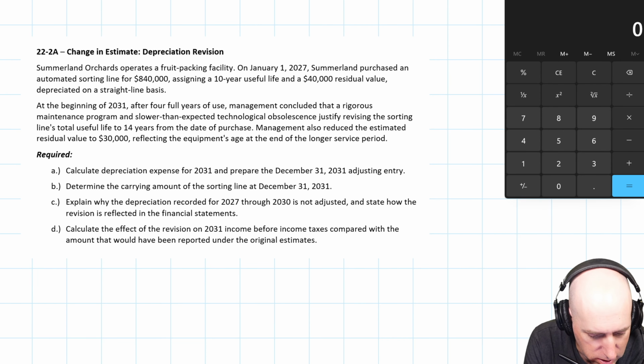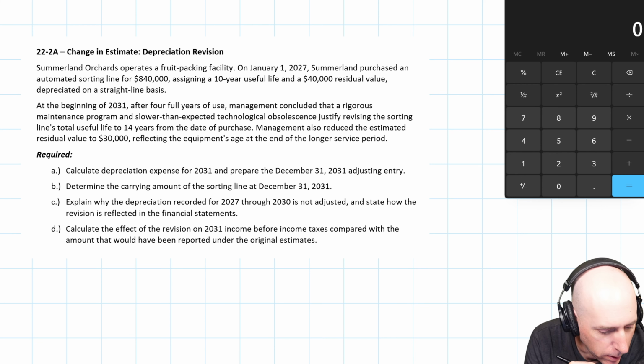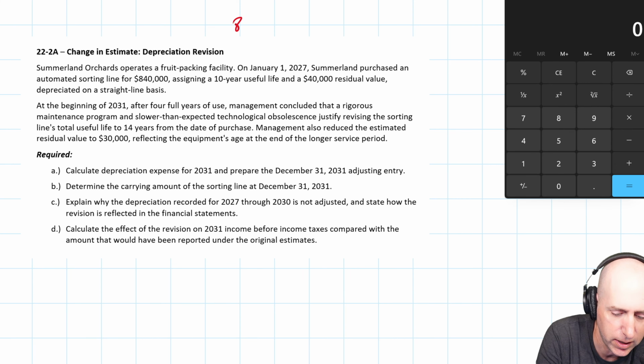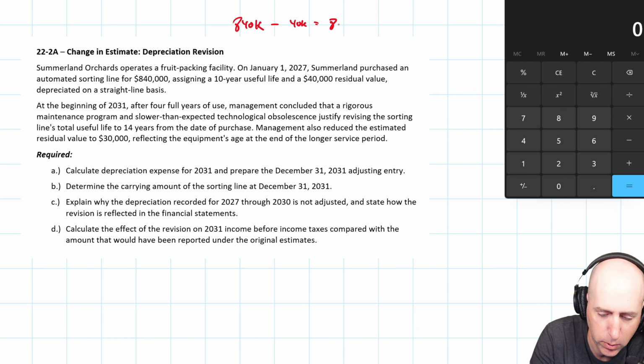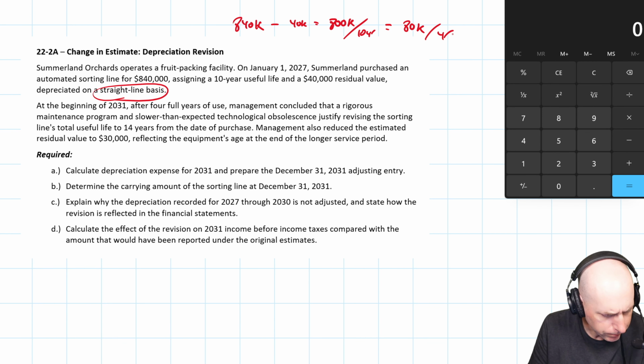Summerland Orchards operates a fruit picking facility. On January 1st, 2027, Summerland purchased an automated sorting line, a piece of equipment, for $840,000, assigning a 10-year life and $40,000 residual value. So always, like every accountant should be doing this, going, oh, it's $840 cost, the residual value is $40, so its depreciable cost is $800,000. We're doing this over 10 years, so our depreciation rate, because it is straight line, is $80,000 per year.